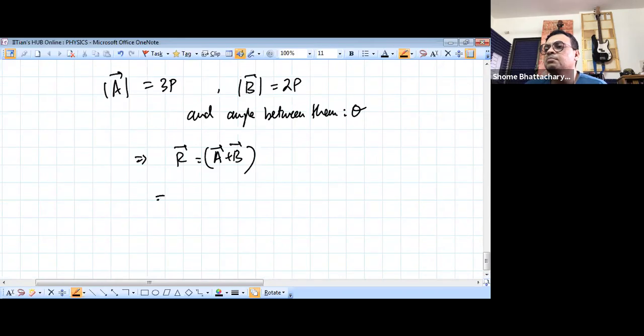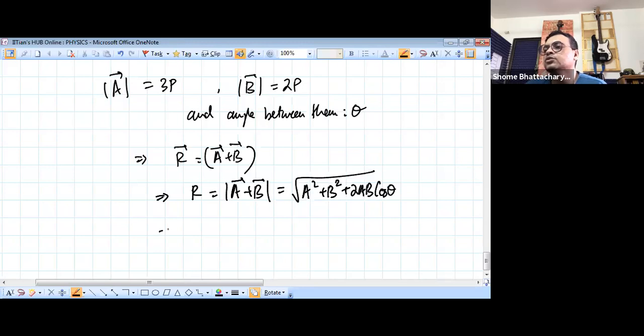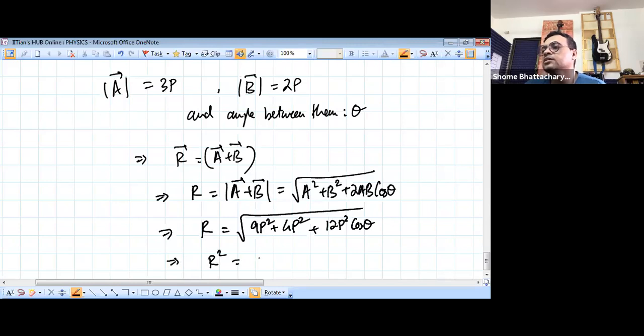If R is A plus B, then the magnitude of R is the mod of A plus B, which is root of A square plus B square plus 2AB cos theta. So the magnitude of R is becoming how much? It is becoming 9P square, I just substitute this, plus 4P square, plus how much? 6 times 2 is 12, so 12P square cos theta. Square both the sides, so you get R square is equal to P square into 13 plus 12 cos theta. So this is equation 1, which is coming from this statement.